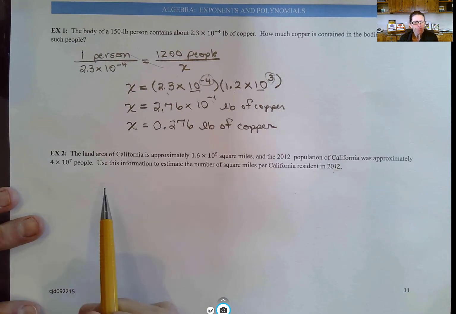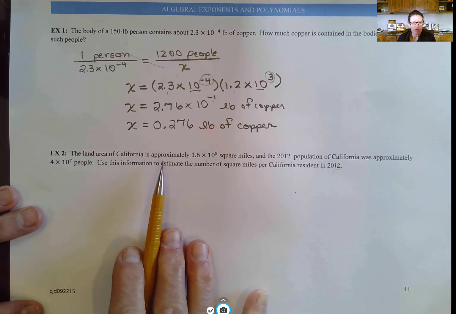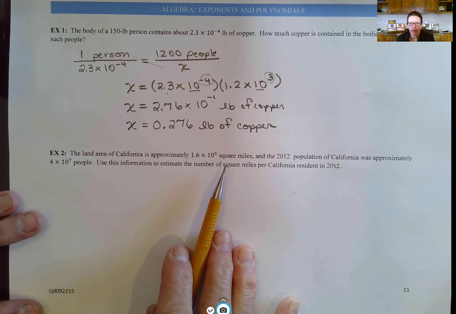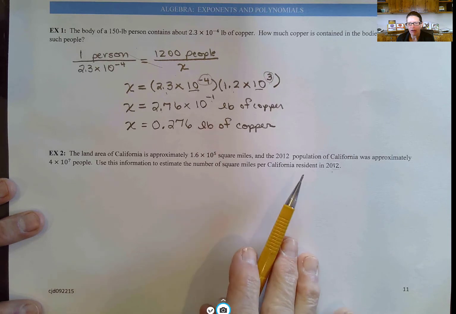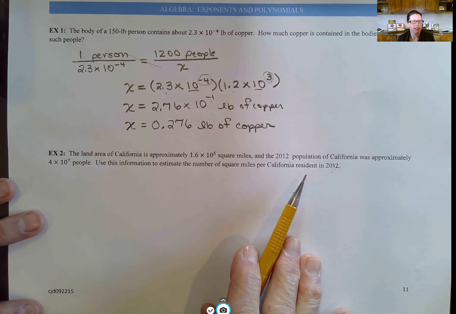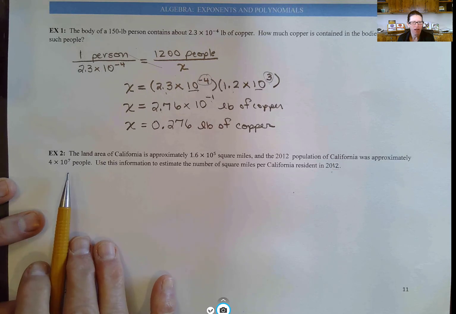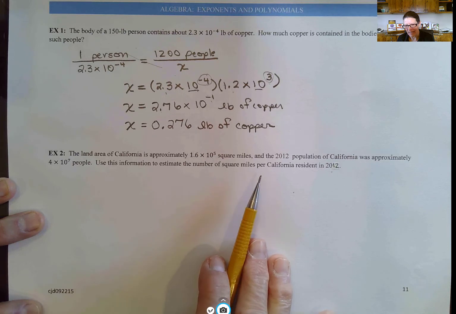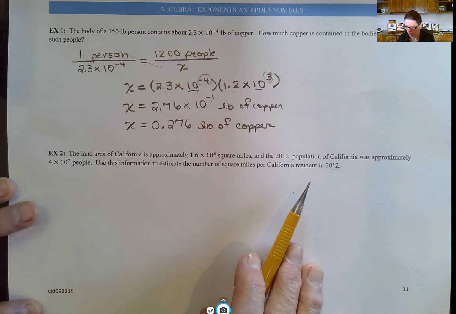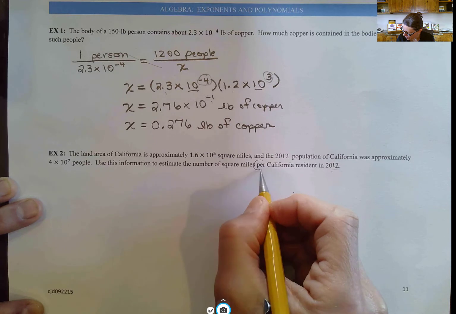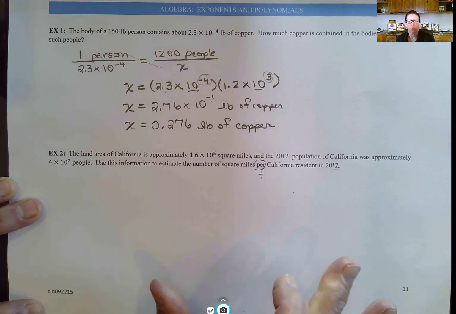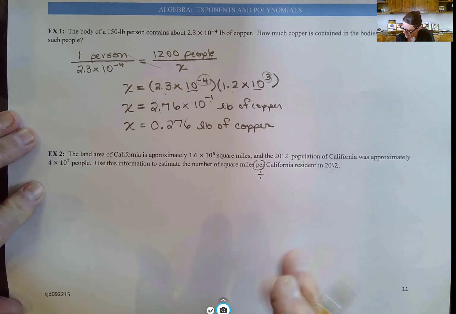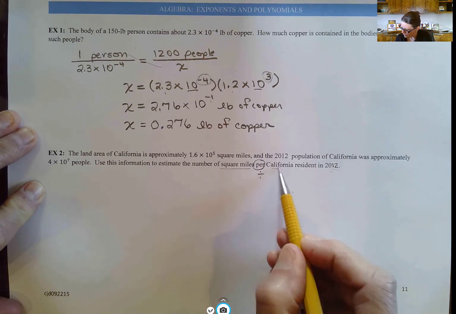In example 2, we're given that the land area of California is approximately 1.6 times 10 to the fifth square miles. And the 2012 population of California was approximately 4 times 10 to the seventh people. And we're going to use this information to estimate the number of square miles per California resident. Okay, and that word per is a division word, and it tells us the order in which to divide these. We're going to divide square miles by the number of residents.